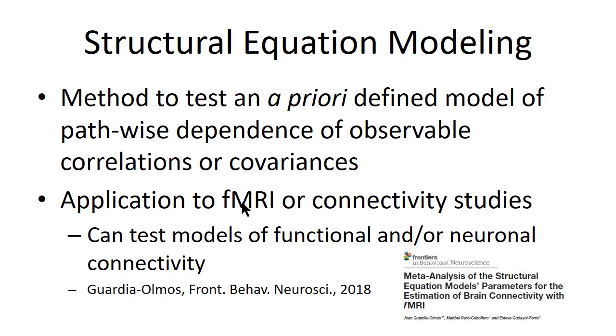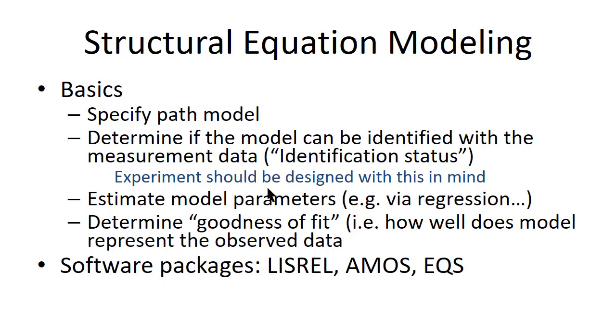It is possible to apply this to fMRI or connectivity studies in order to test models of functional and/or neuronal connectivity. And I'm going to show a brief example here that I've shown a number of times over the years that illustrates this method. But I should point out that there's a very recent nice review by Gardia Olmos in Frontiers of Behavioral Neuroscience that I encourage you to look at if you're interested in this technique.